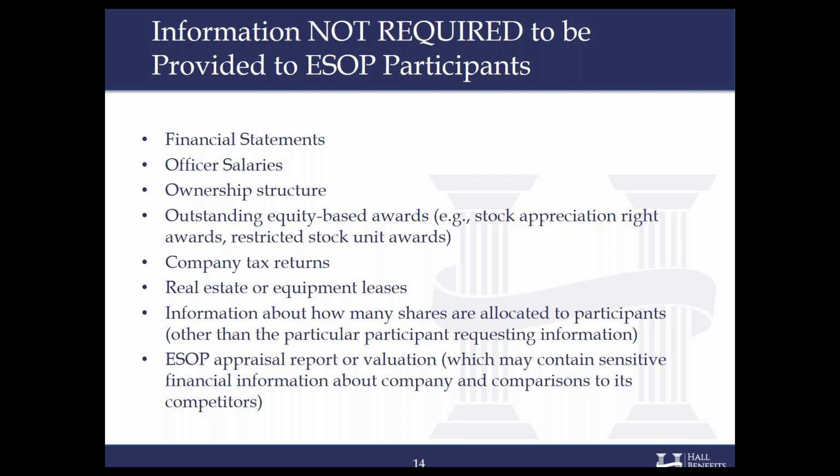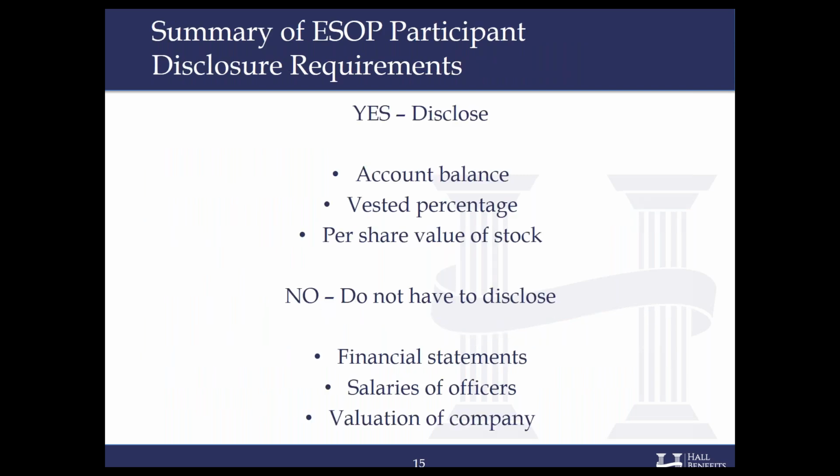Company tax returns, nope, they don't get those either, unless you just want to give it to them. Real estate leases or equipment leases or any of that information, the ESOP participants do not have a legal right to get. Information about how many shares are allocated to participants, you do not have to explain to them, other than what's in the summary plan description about how each participant gets money under the ESOP. And you don't have to give them copies of the ESOP appraisal report or valuation, especially since those reports can contain sensitive financial information that you definitely would not want distributed to your competitors, or you just would want control of that information.